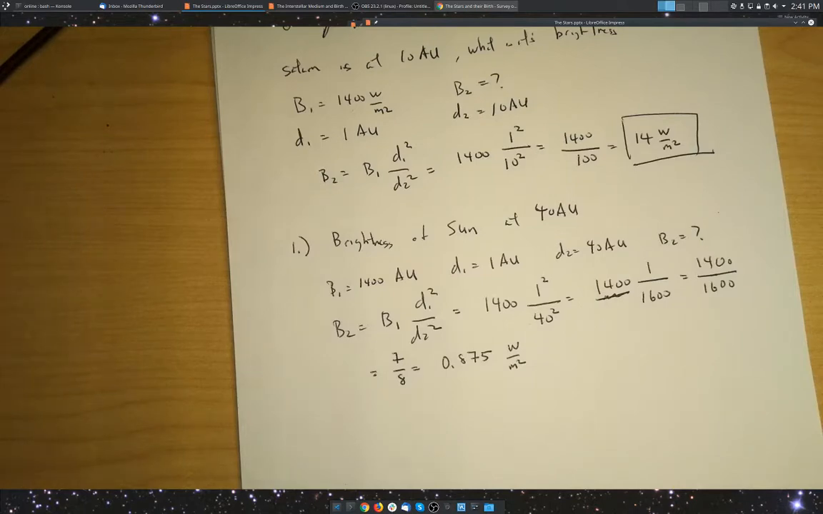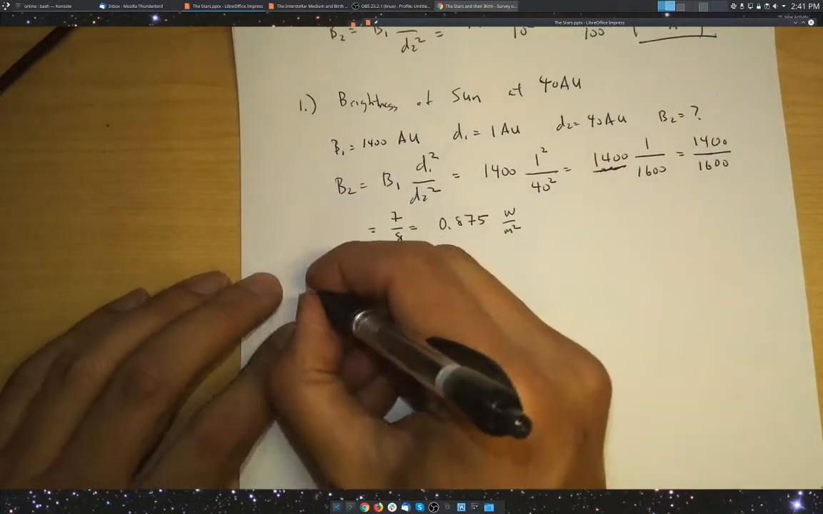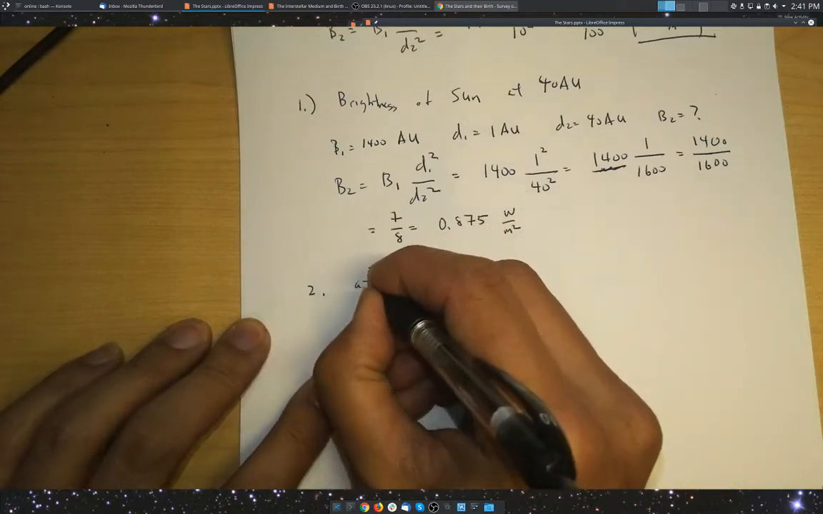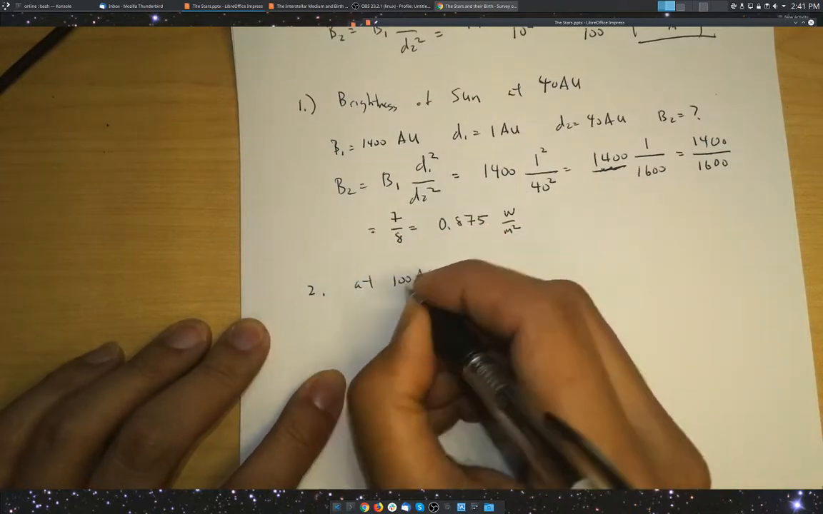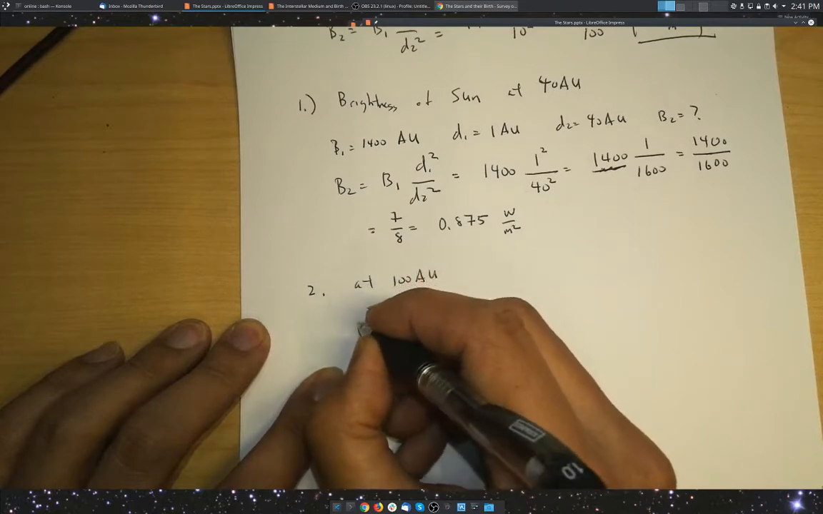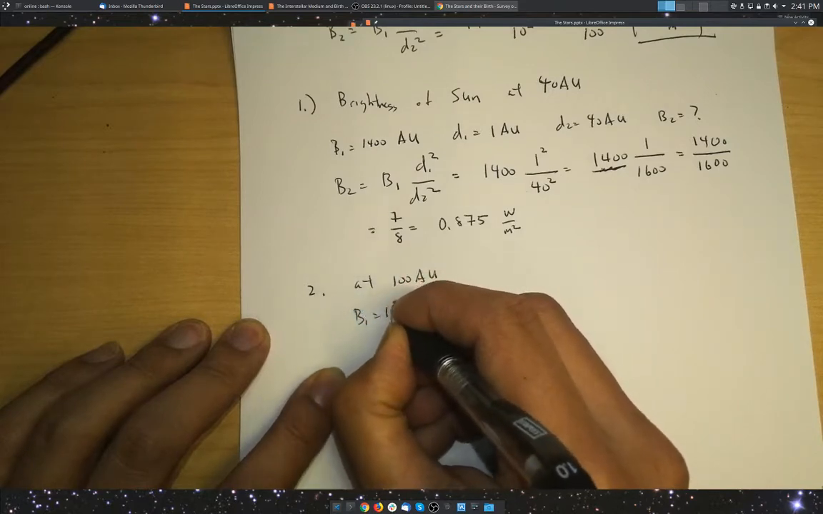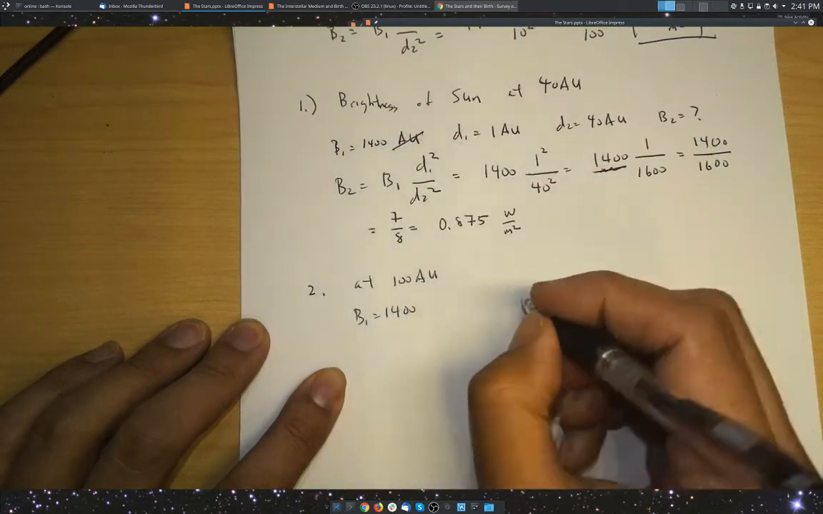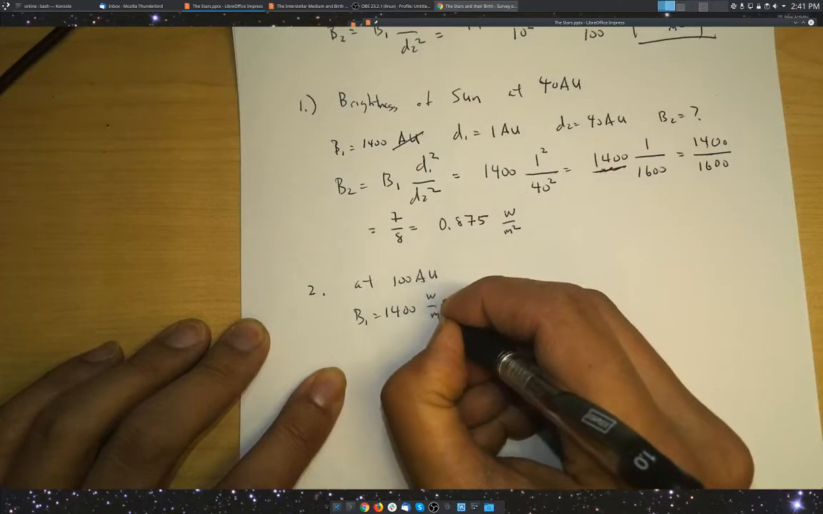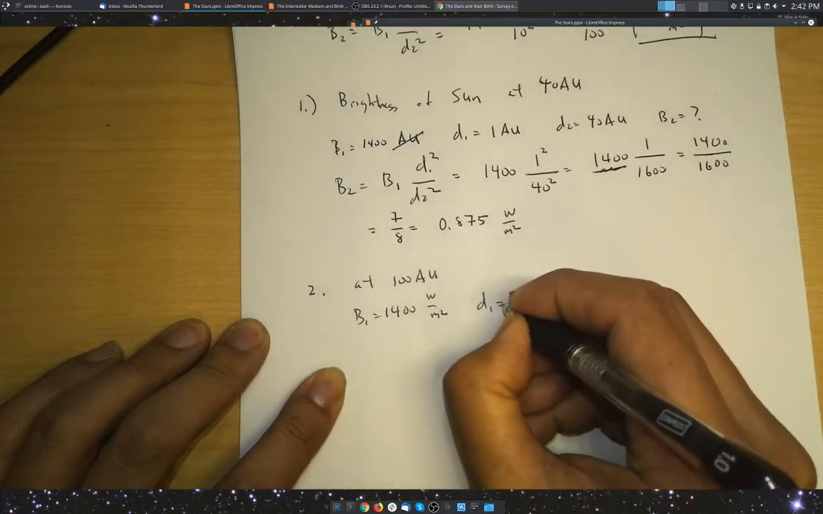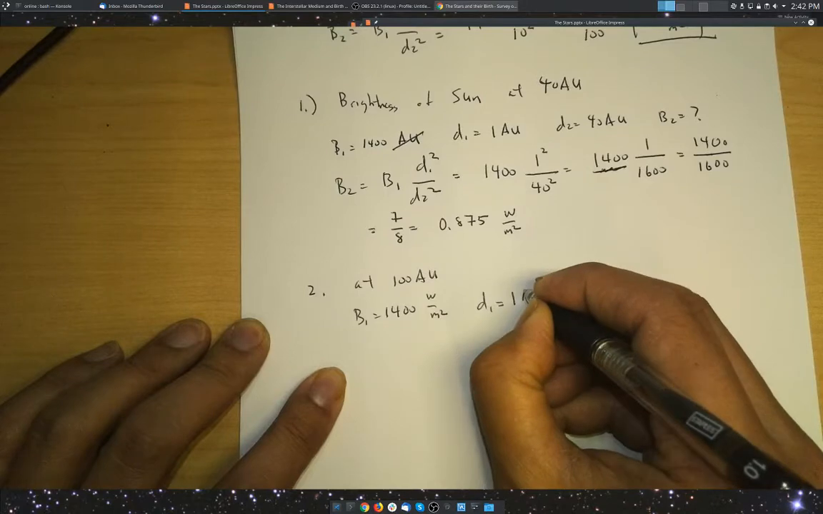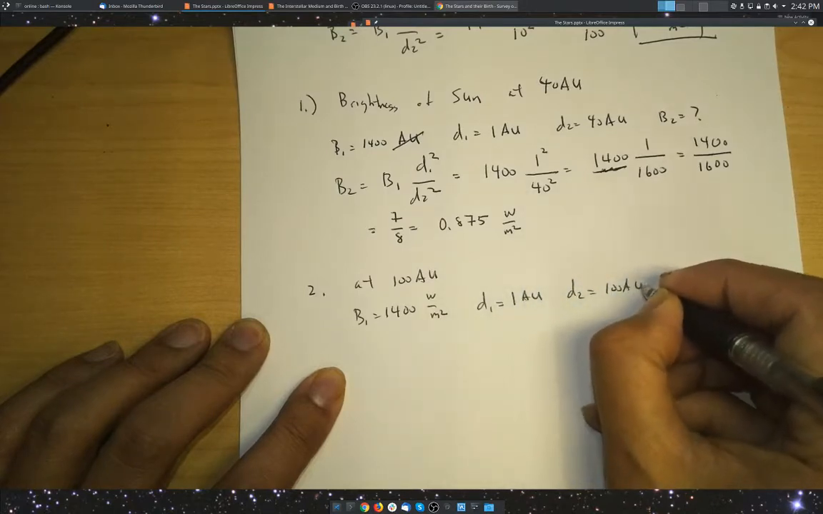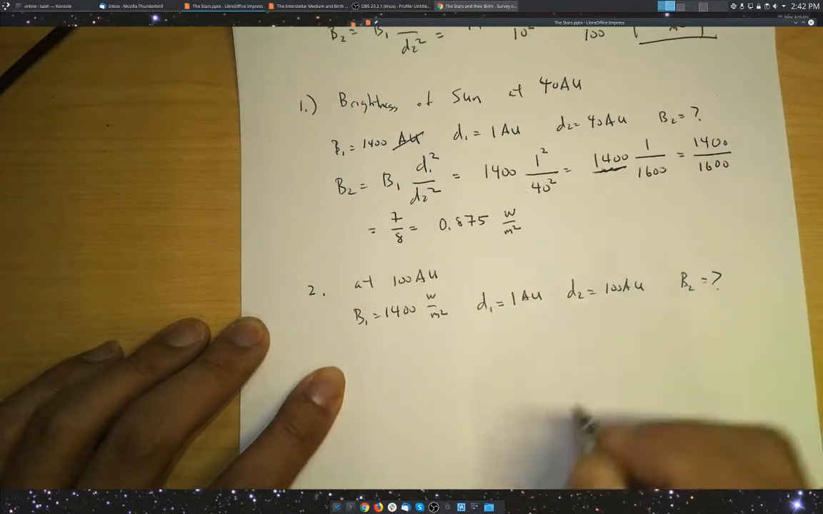All right. Okay. Number two. What about at 100 AU? So basically, again, B1 is 1400 watts per meter squared. D1 is equal to 1 AU. D2 is equal to 100 AU. And B2 equals question mark.